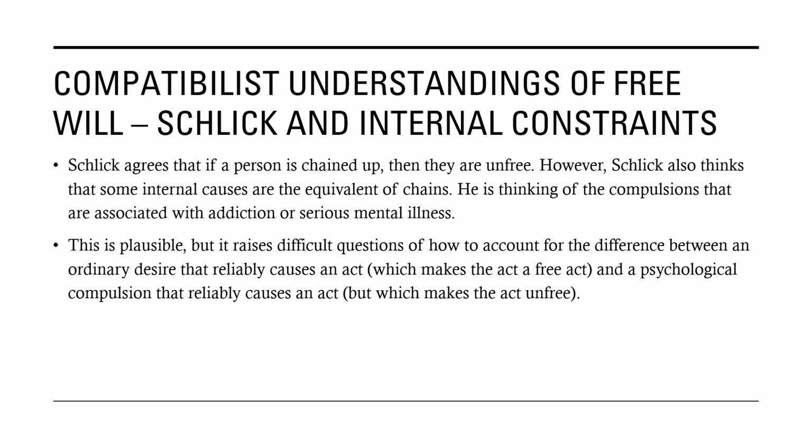In addition to thinking about freedom from external constraint, consider some compatibilist understandings of free will that include internal constraints. So this is Moritz Schlick, again summarized in the textbook. And Schlick has this view that if a person is chained up, then they are unfree. I think pretty much everyone agrees with that. However, Schlick also thinks that at least some internal causes are the equivalent of chains. And he's thinking of the kind of compulsions that are associated with very serious mental illnesses or addictions or something like that. And that's plausible, right? I mean, that makes some sense. But it does raise some very difficult questions of how to account for the difference between an ordinary desire that reliably causes an act, and which makes it an act of free will, and some psychological compulsion that reliably causes the act, but which makes the act not an act of free will.